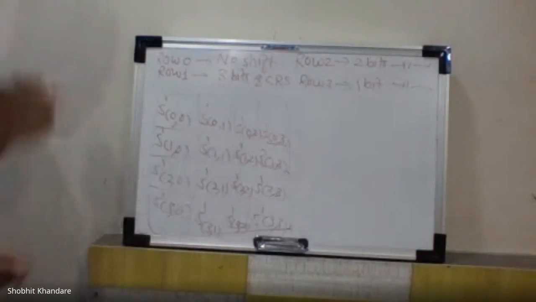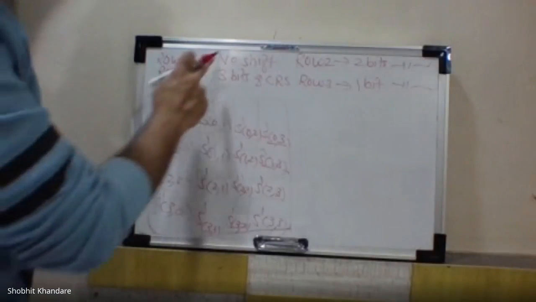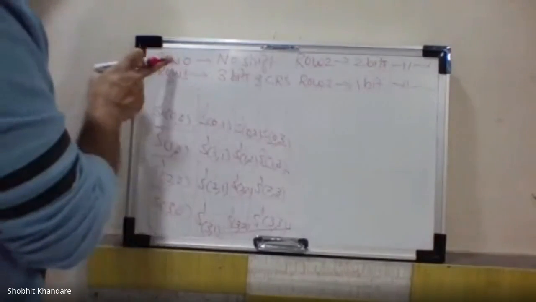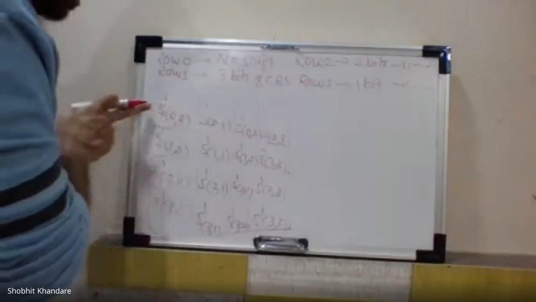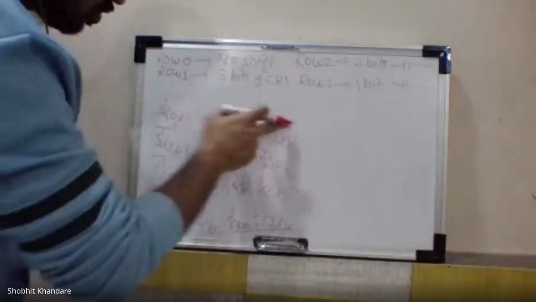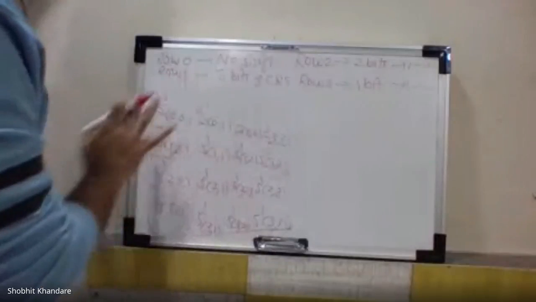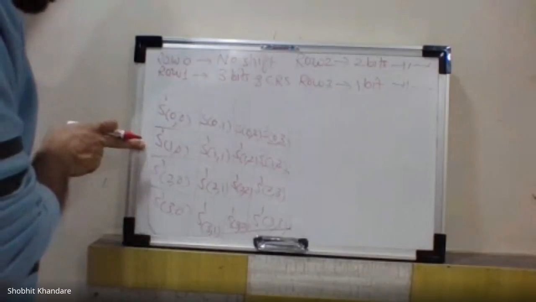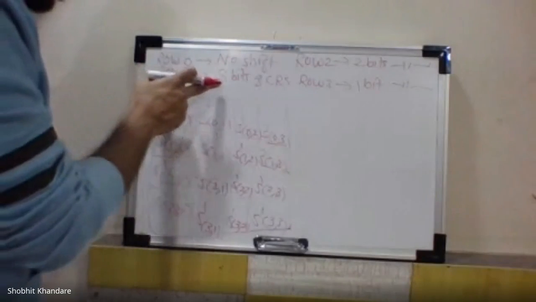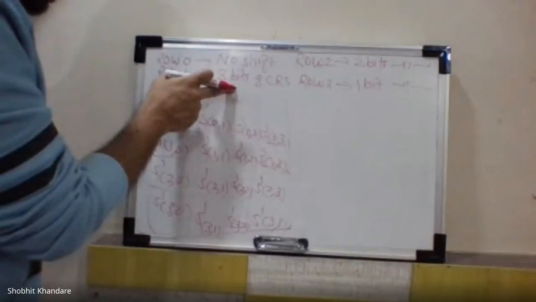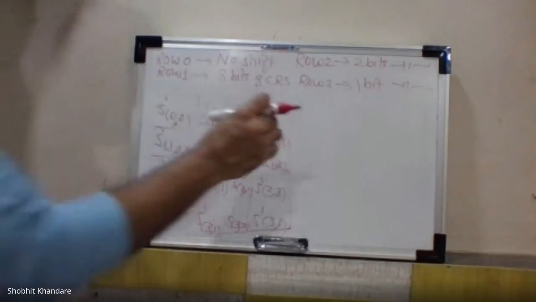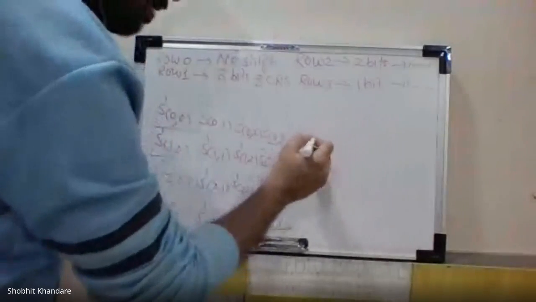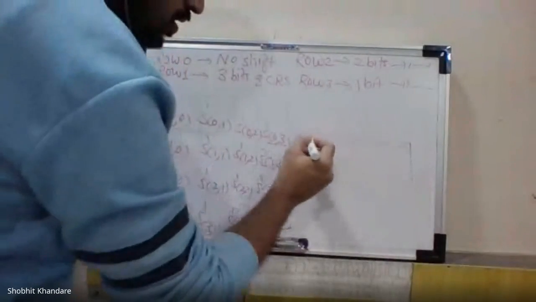अब इसका मतलब क्या है? See here. ये आपने लिख लिया. Now as far as row 0 is concerned, there is no shift. So this row 0 will remain as it is. We'll go to row number 1. Row number 1, I have told you 3 bits of circular right shift. Now what is that? You can just write down the heading as 3 bits of circular right shift, and please draw this diagram.